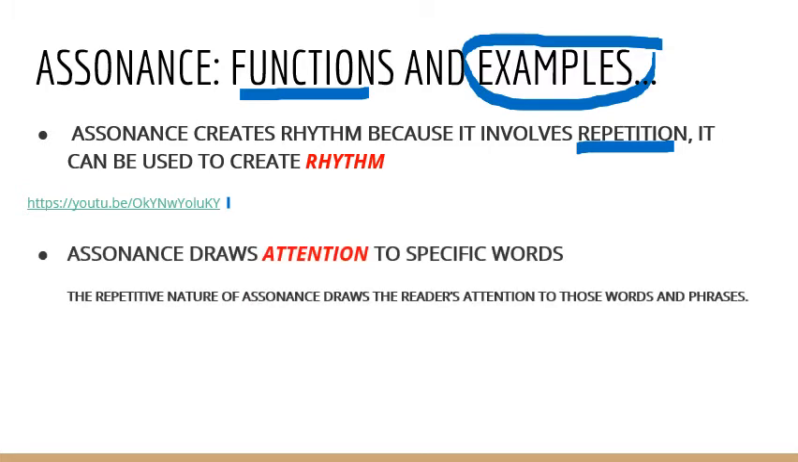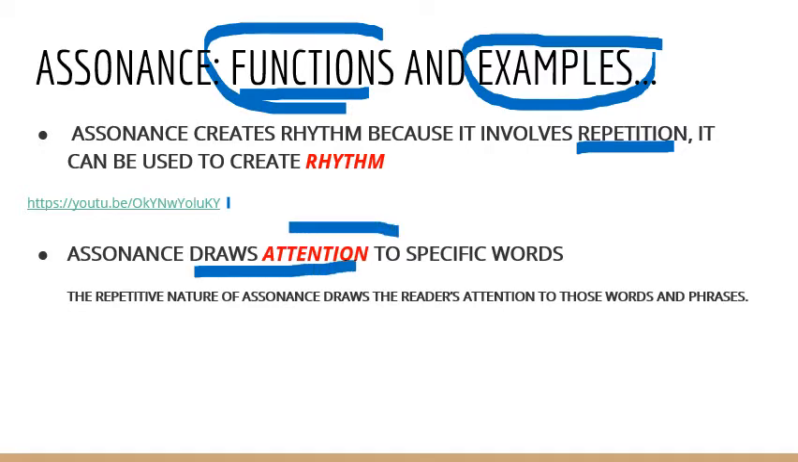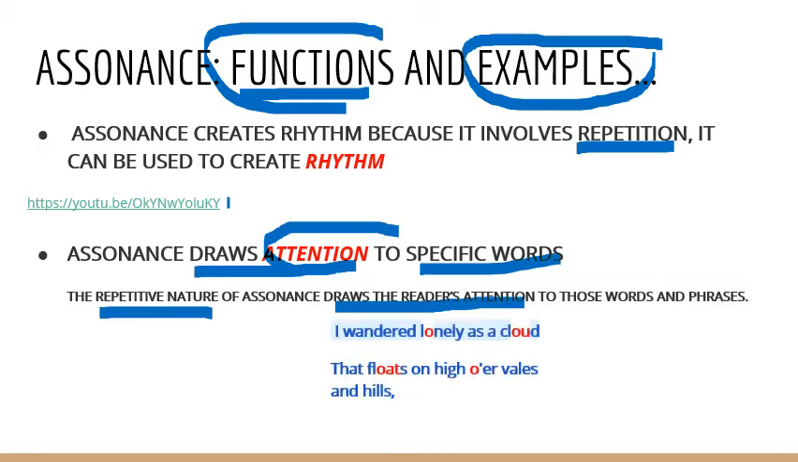Moving on to another function of assonance. Sometimes assonance is used to draw attention to specific words, just like we saw in alliteration. Again, it's the repetitive nature, it's the fact that it's being repeated that is going to draw our attention. We're going to focus these words together automatically. For example, I wandered lonely as a cloud that floats high over the vales and hills.